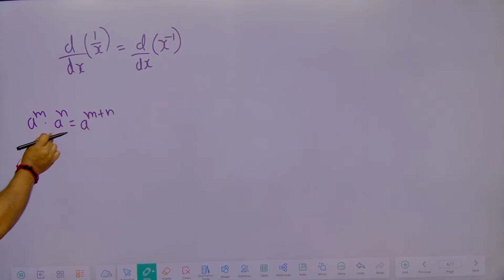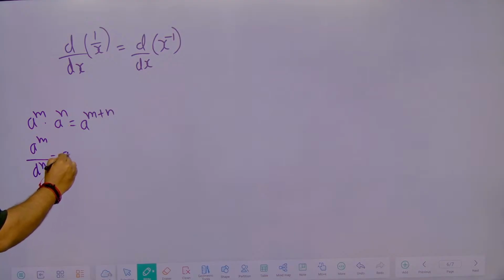If multiplication is there, the powers get added. If it is division, a power m divided by a power n is nothing but equal to what? A power m minus n. Okay, a power m minus n.